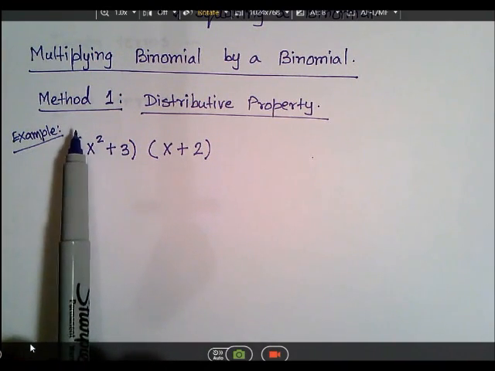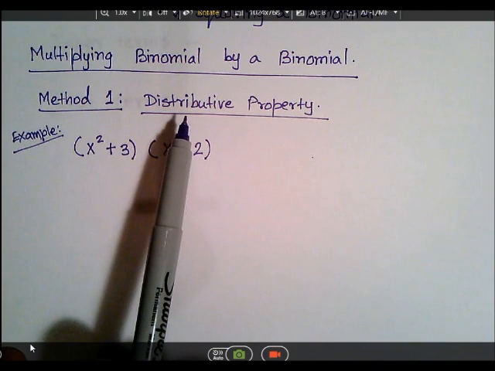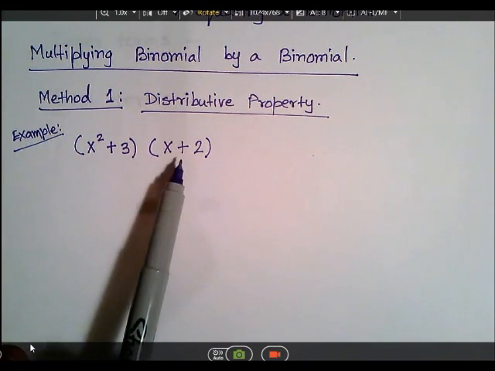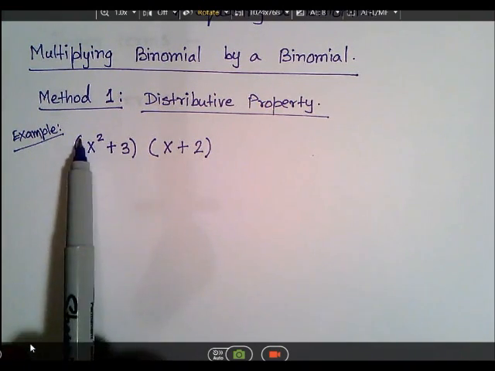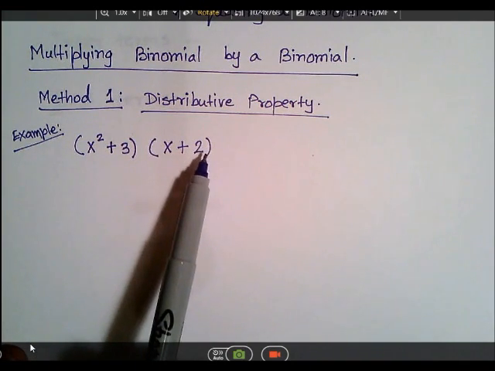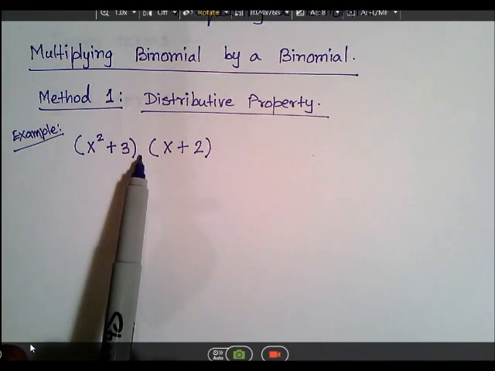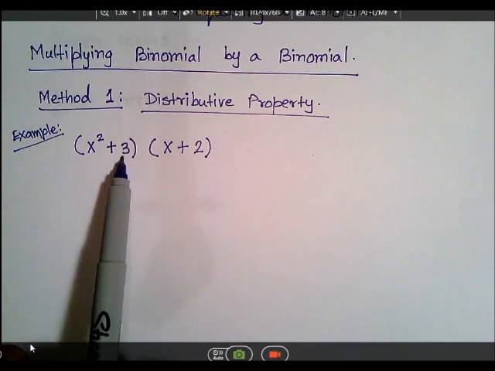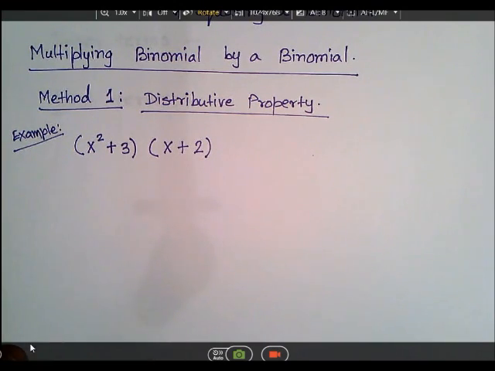All right, so the first method I'm going to be using is the distributive property. First of all, I'm seeing that this is a binomial and this is also a binomial. They are separated by parentheses, like I told you in the first class. And the operation happening between these two binomials is multiplication, because I don't see any other operation there. So I'm multiplying a binomial and a binomial.